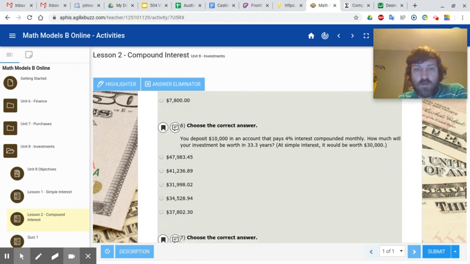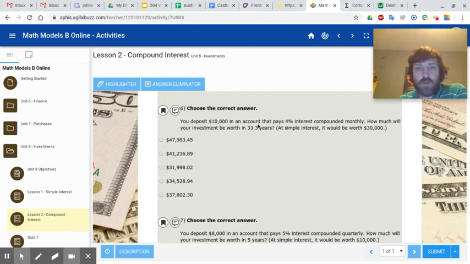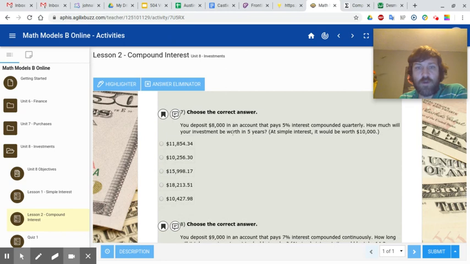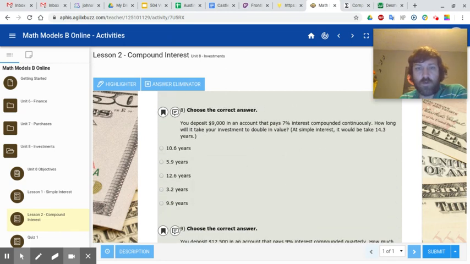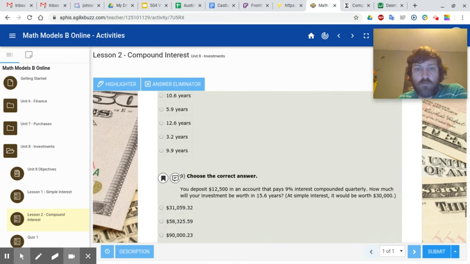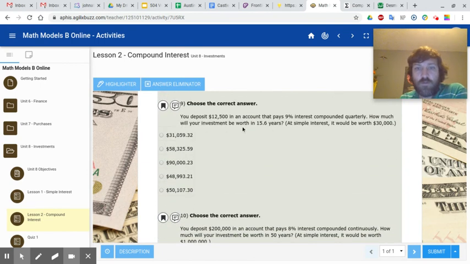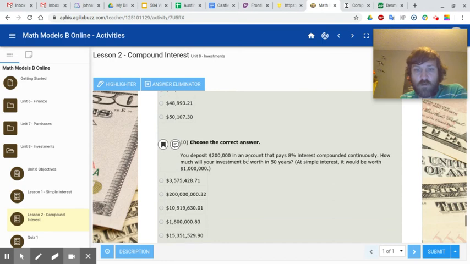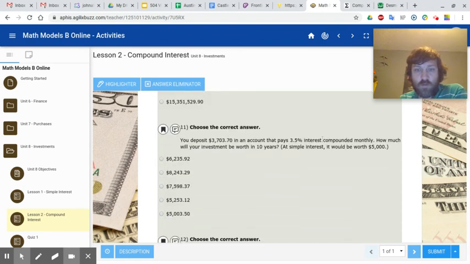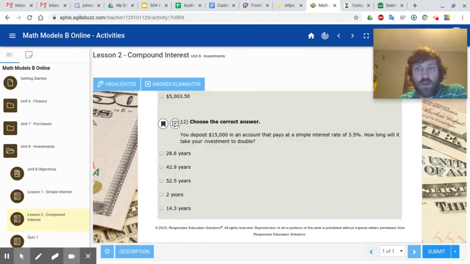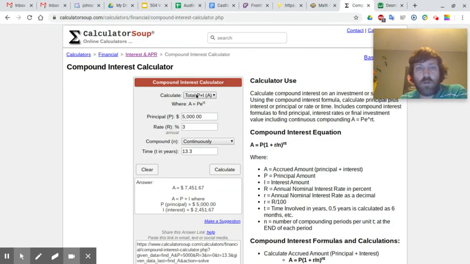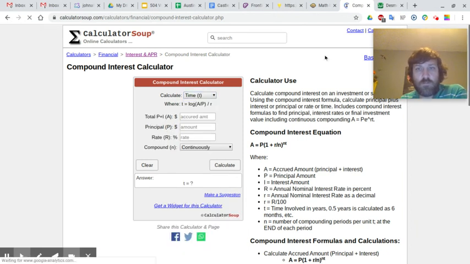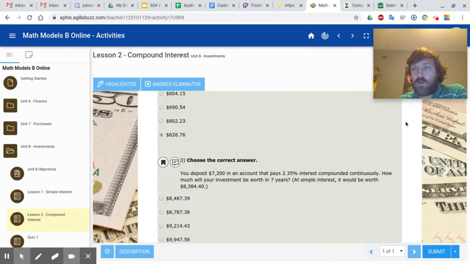So again, number 6 is just like that. How much will it be worth? Number 7, how much will it be worth? These are all very similar. How long will it take it to double? That's another time one. You're going to solve for time. How much will your investment be worth? How much will it be worth? Yeah, all of these are one or the other. They're either time or they're total. So you're either choosing the total or you're choosing the time for these. And that is it for lesson 2.